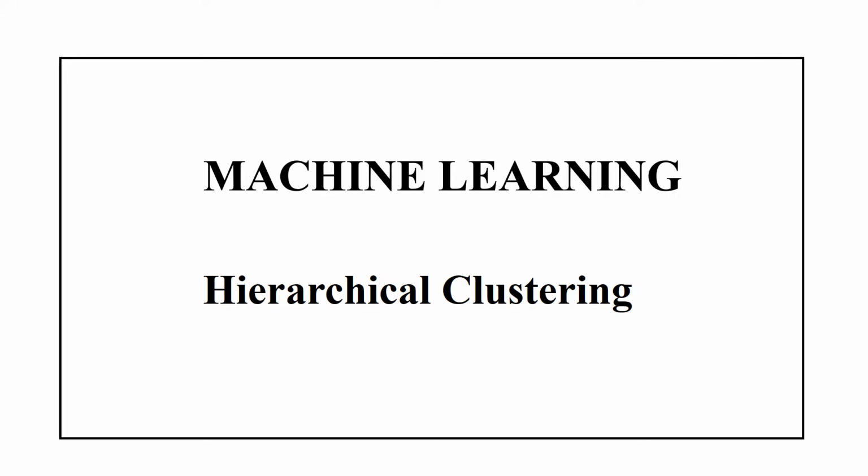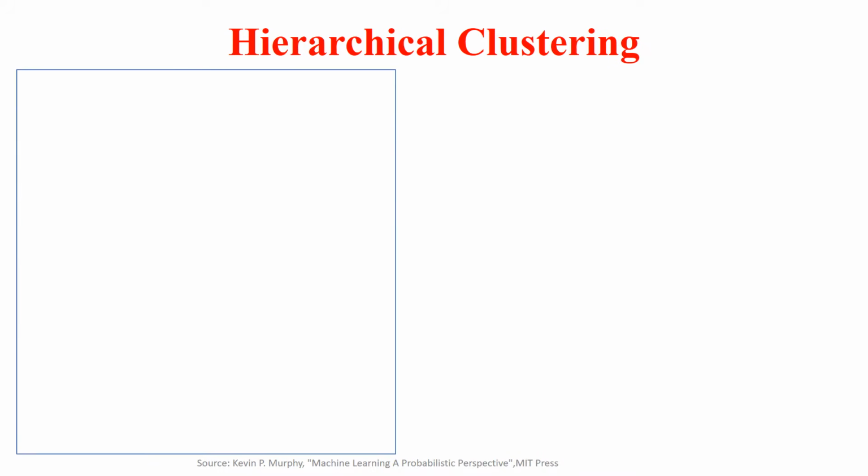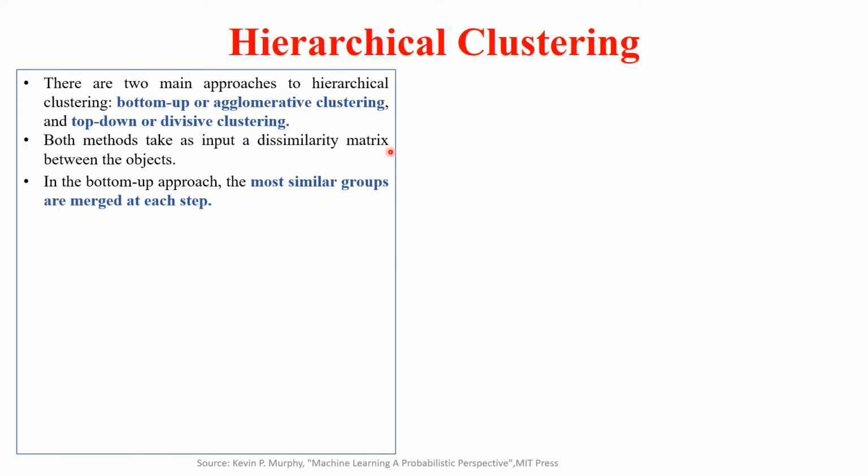Hi all, in this video we will learn about hierarchical clustering. There are two approaches to hierarchical clustering. One is the bottom-up approach, agglomerative clustering. The other one is the top-down approach, that is divisive clustering. Both the methods use the dissimilarity matrix as input.